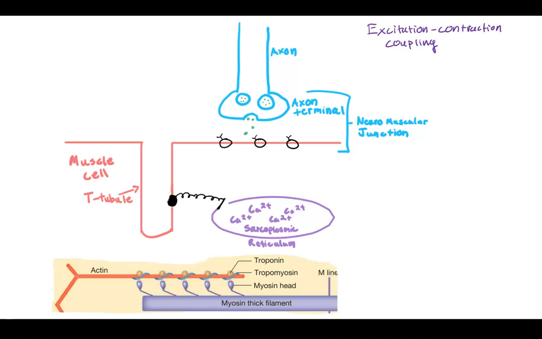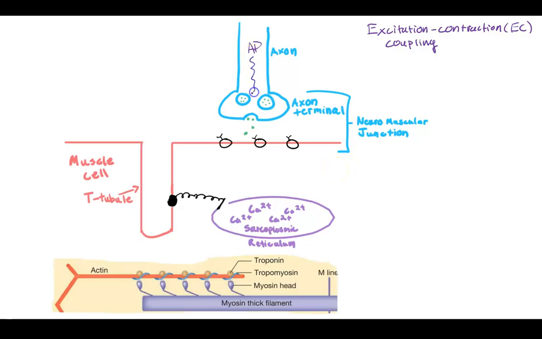So this is the process, also called EC coupling in skeletal muscles. This is the process of the skeletal muscle being excited and then resulting in a muscle contraction. So why don't we actually just review what we did on the last slide, right? We have the neuromuscular junction, so let's just draw that back in.